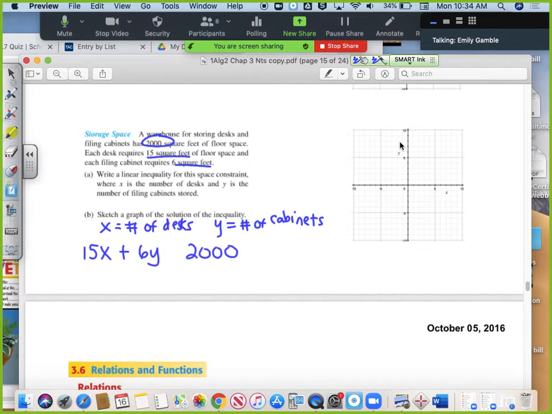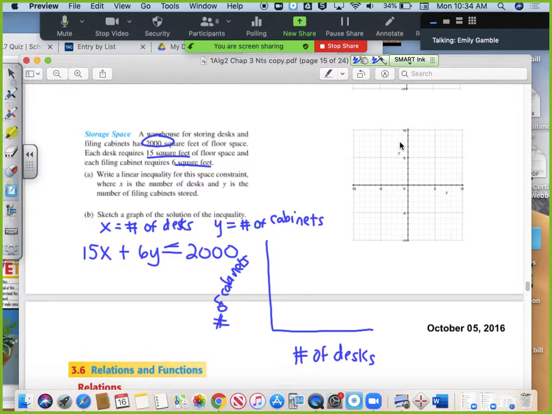So what symbol would I have to have here to show it can't go over 2,000? Sophie? Yes, perfect. Less than or equal to. So that would be the inequality. And then to graph this, again, I don't like the graph that's here. I would prefer to have a first quadrant graph where x is the number of desks and y is the number of cabinets. And the easiest way to go about this is honestly not necessarily putting it in slope-intercept form, but just graphing the x and y intercepts.